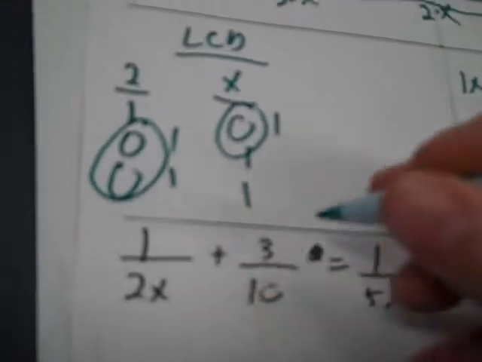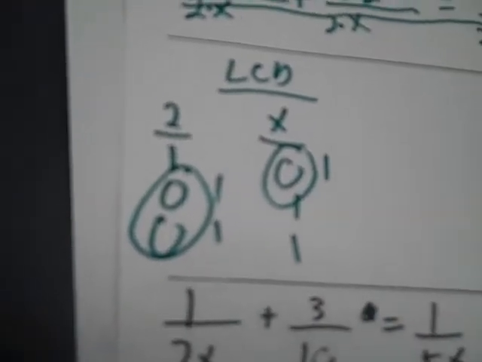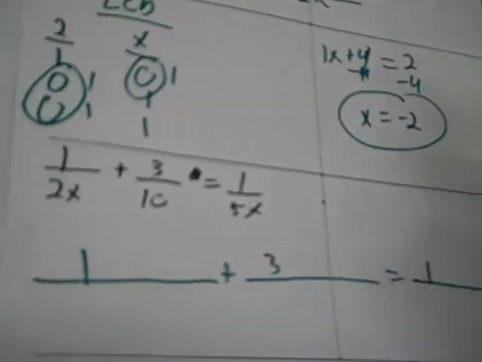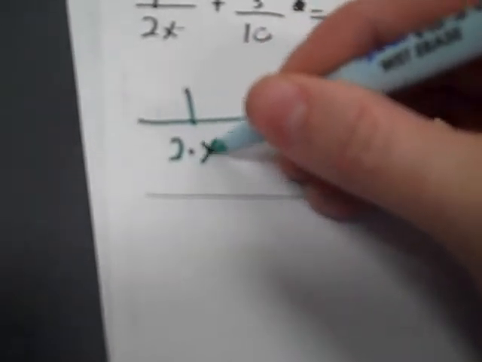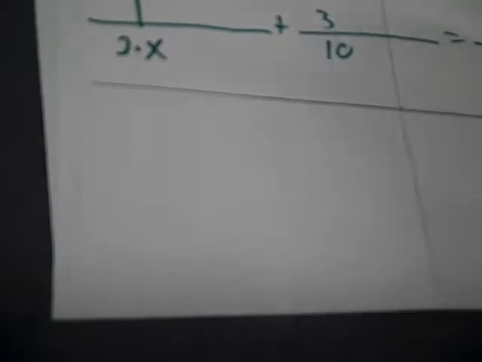So, on the top, I don't have any operations. I mean, you have operations, but they're between the fractions. They're not on top of a fraction. And on the bottom, I want that written as 2 times x, and then 10, and then that one we write as 5 times x. Okay, and I've got to figure out an LCD.